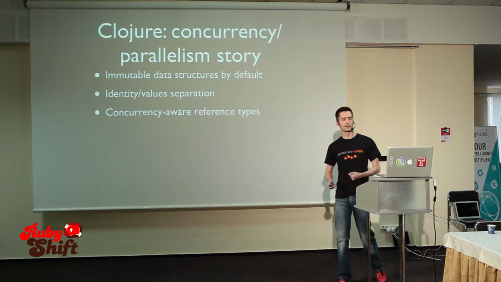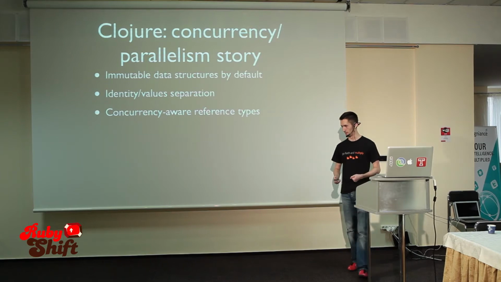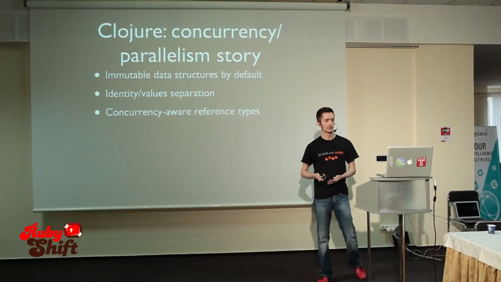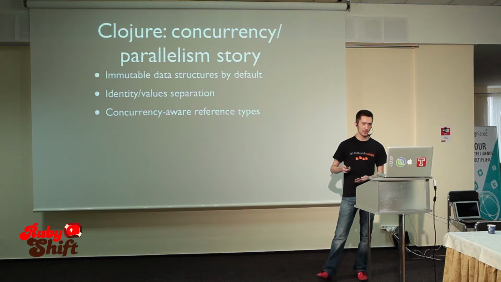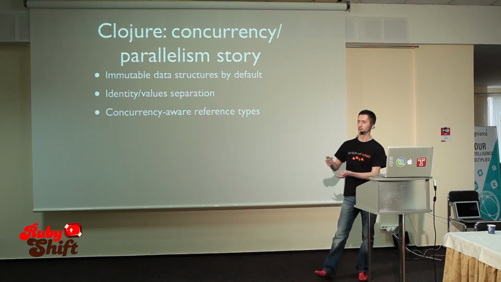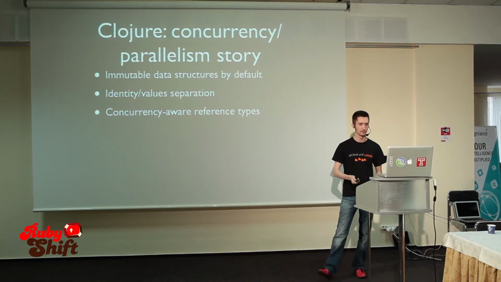So Clojure has something called concurrency-aware reference types, where if you're familiar with, say, atomic references in Java, this is one way to explain it. And there are also values that are asynchronous, which means they are state changes, but at some point in the future, we don't know exactly which one.